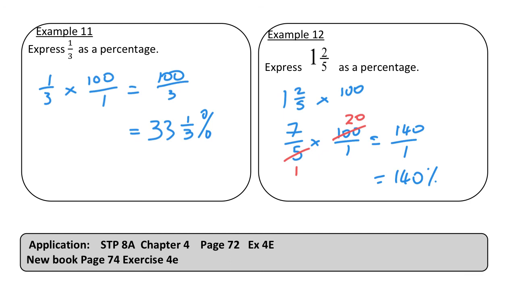And now you'll be able to do exercise 4E on either page 72 if you're working with the old book, or 74 if you're in the new book.